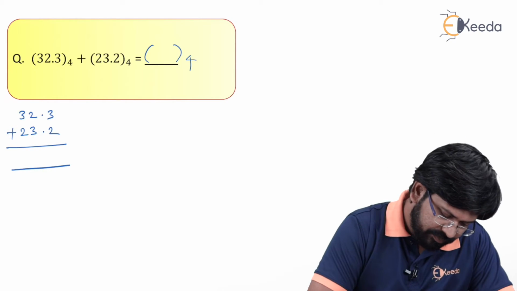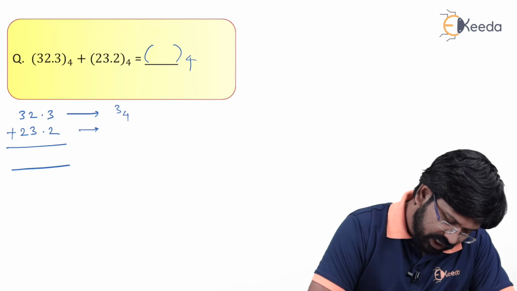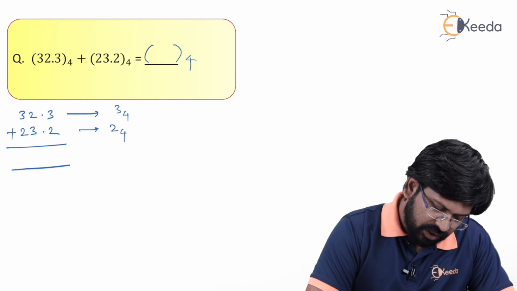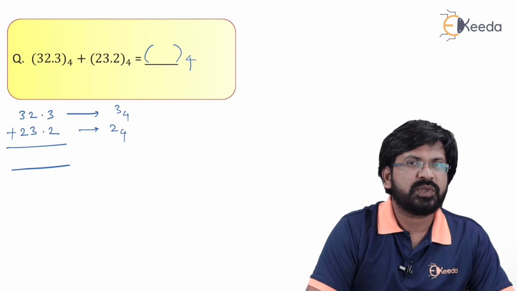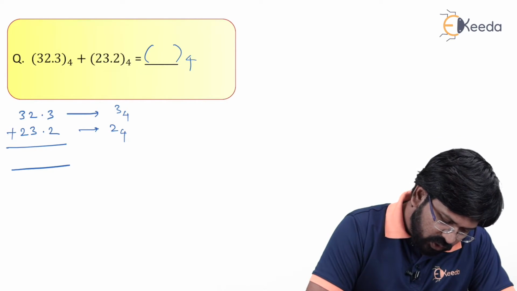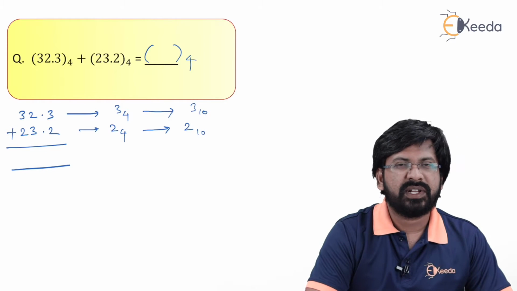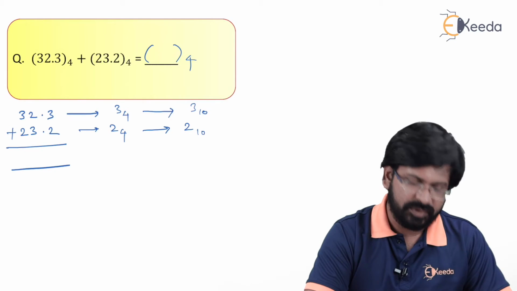Now here, this 3 was having base as 4. Again, this 2 is having base as 4. We are quite comfortable with addition, subtraction, multiplication or division when it comes to decimal, right? So why not convert this into decimal? Of course it would be 3 to the base 10 and 2 will be 2 to the base 10. Please remember, when there is a one digit, it can be written as it is as a decimal number, right?